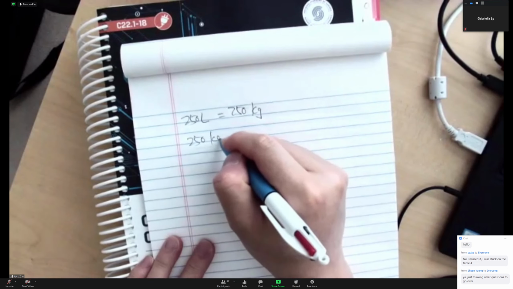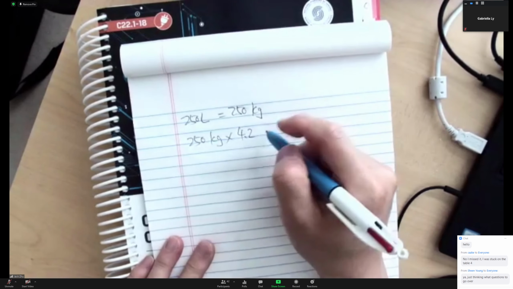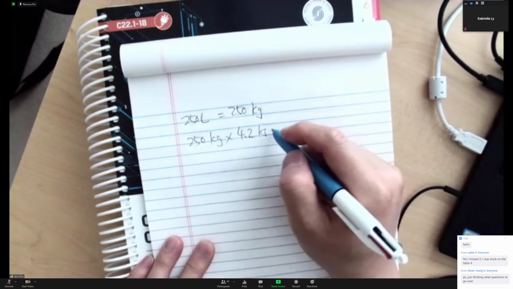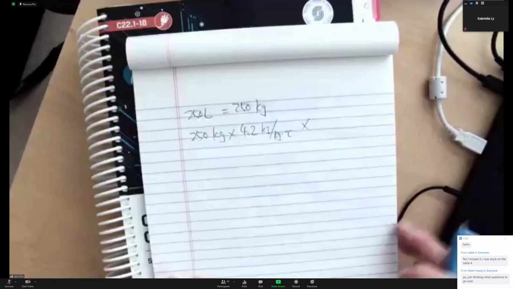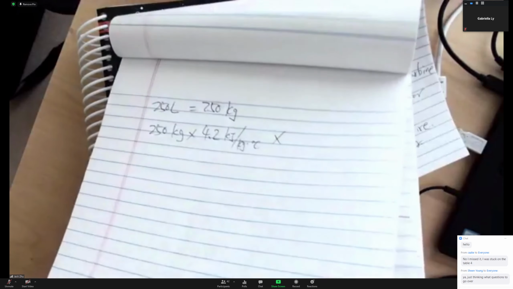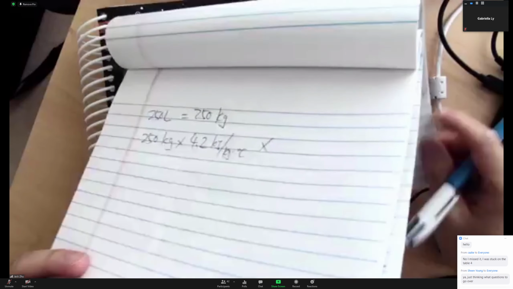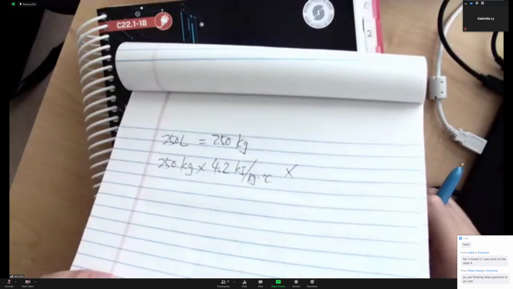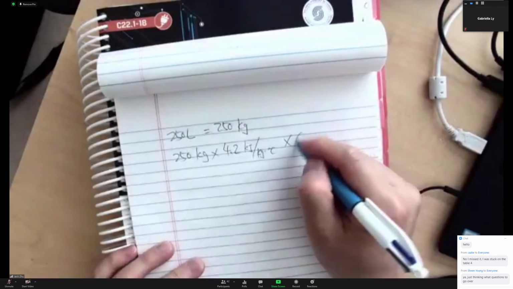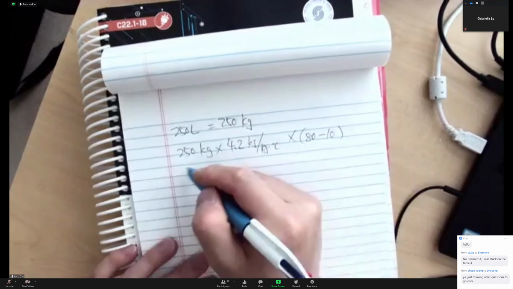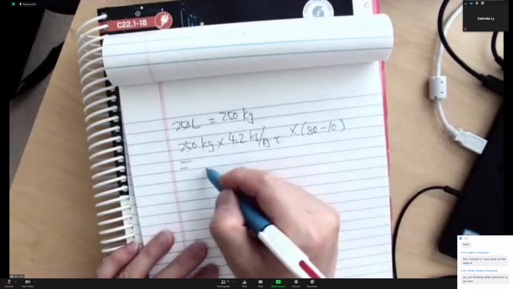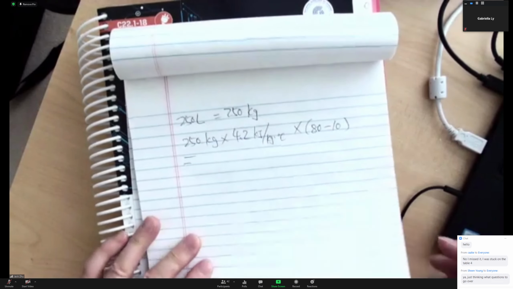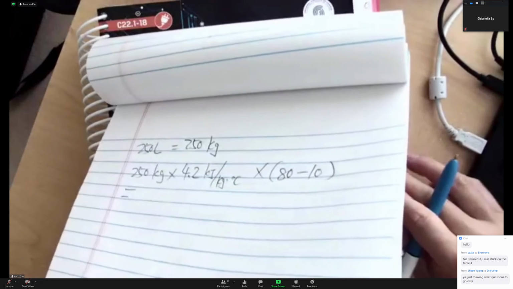250 kilograms times 4.2 kilojoules times, I think, the temperature required is 80. Yeah, the change of temperature is 70. Yeah, so the change in temperature is 80, subtract 10. That will give you the answer, I think. That would be the answer I gave to you. I forgot what the number is. Getting old. Sorry.